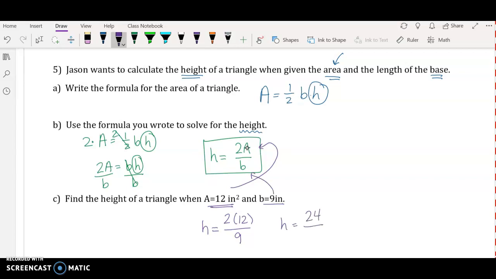That's going to end up being 24 over 9. That does not divide nicely, so I'm just going to reduce this. So it's 8/3 inches, or you can write it as 2 2/3 inches.